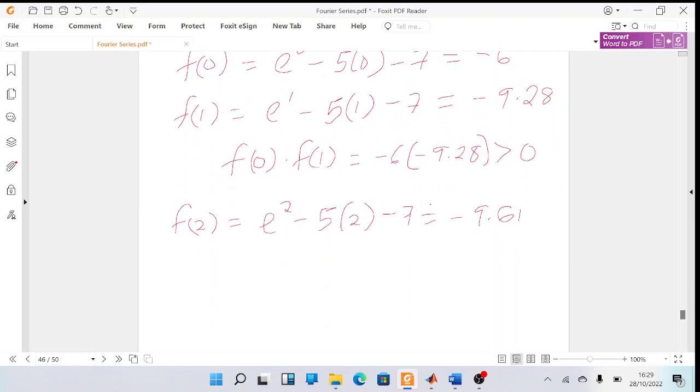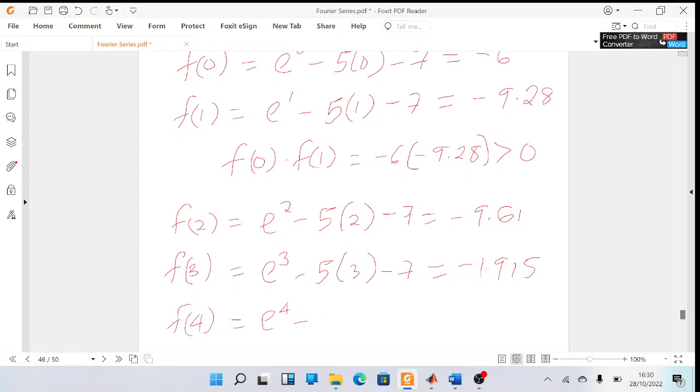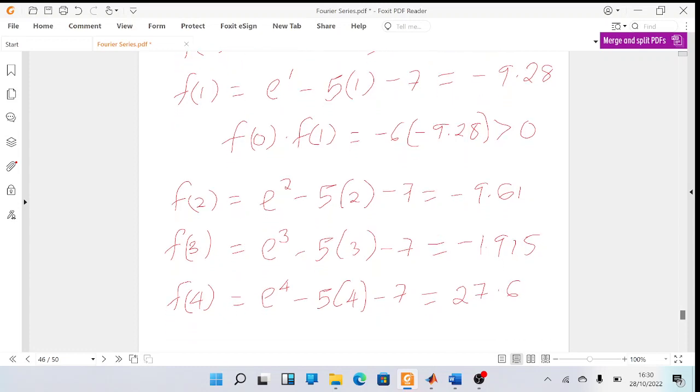So in this case, we can find f of 3, which is e raised to power 3 minus 5 times 3 minus 7, and this will give us minus 1.915. Again, the value is still negative. So we find f of 4, we get e raised to power 4 minus 5 times 4 minus 7. And if we work out this, we get a value of around 27.6. So the value is positive.